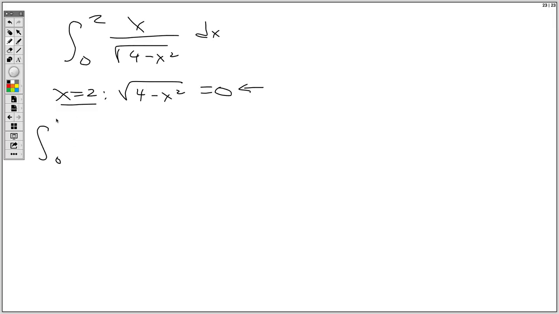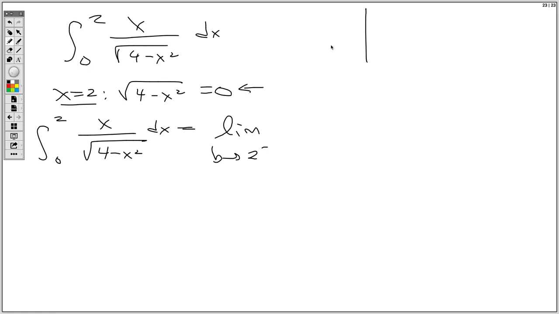So the integral from 0 to 2 of x over the square root of 4 minus x squared dx, I would write that as the limit as b goes to where? Well, the value that is unknown is the 2, so I'm going to get close to 2 from what direction? From the left, because my interval is from 0 to 2. So I'll integrate from 0 to b and push b over to 2 from the left.